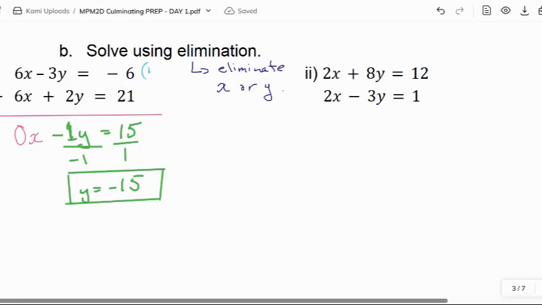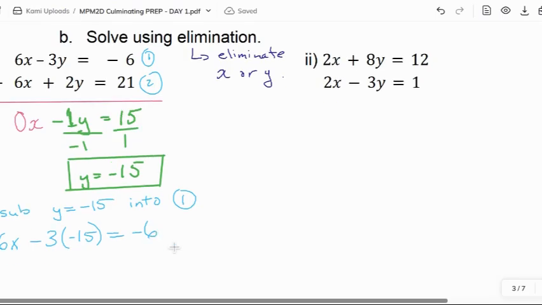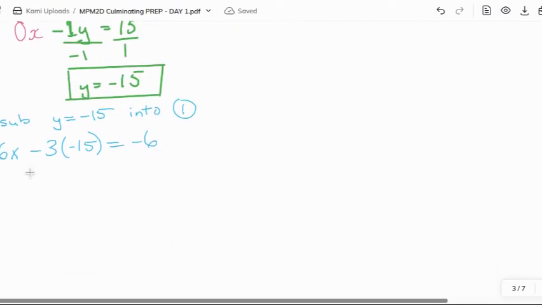I'm going to name my equations 1 and 2. I'm going to sub y equals -15 into one of the equations. I'll just choose one. Could have chosen 2. So I've got 6x minus 3 times negative 15, right? I subbed in the y, equals negative 6. Six x plus 45 equals negative 6.